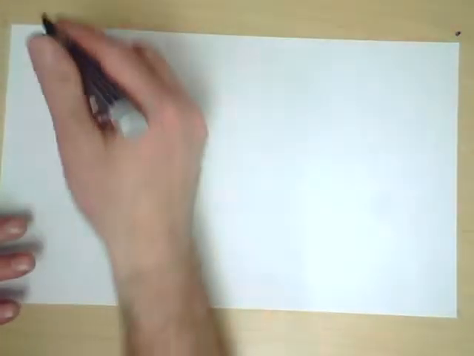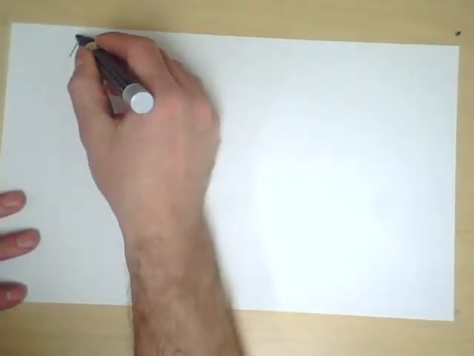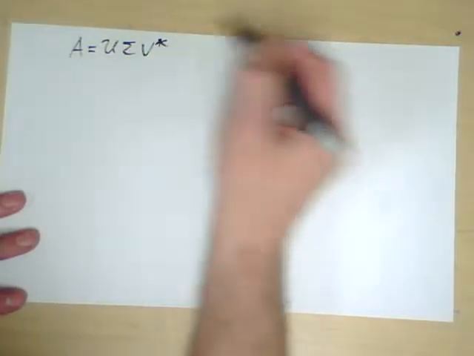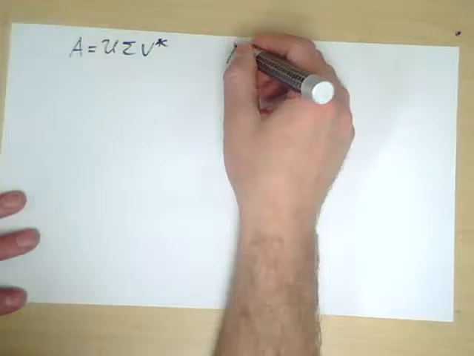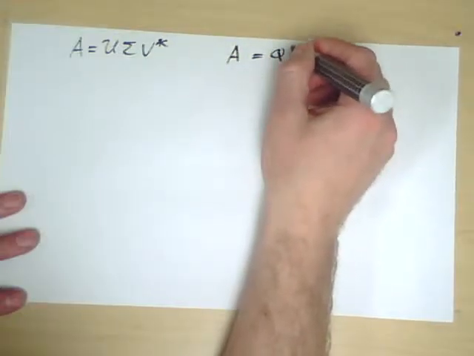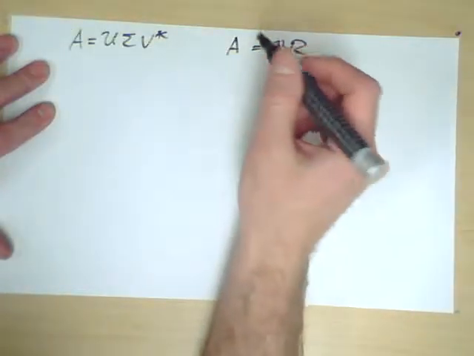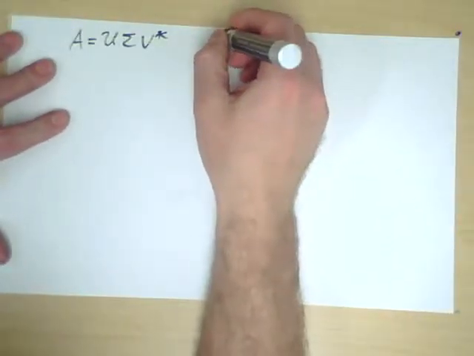We have seen two different matrix decompositions: the singular value decomposition and the QR decomposition. What I want to do in this video is demonstrate how both of these are useful for solving systems of equations.